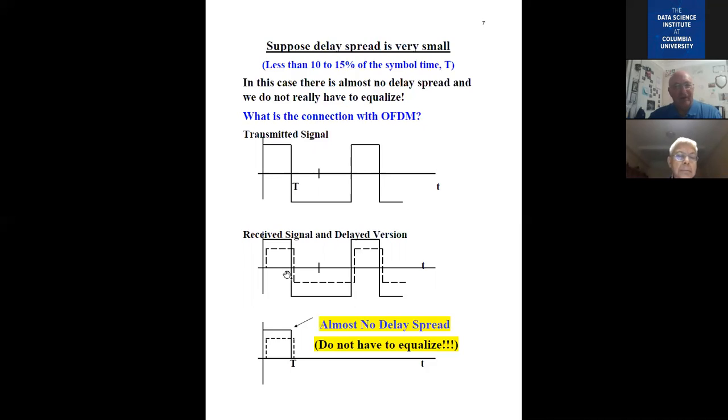So really what I need is that this time be much, much bigger than the so-called delay spread. Suppose the delay spread has to be less than 10% of this time, then I don't have to worry about equalizing. I don't have to worry about delay spread.